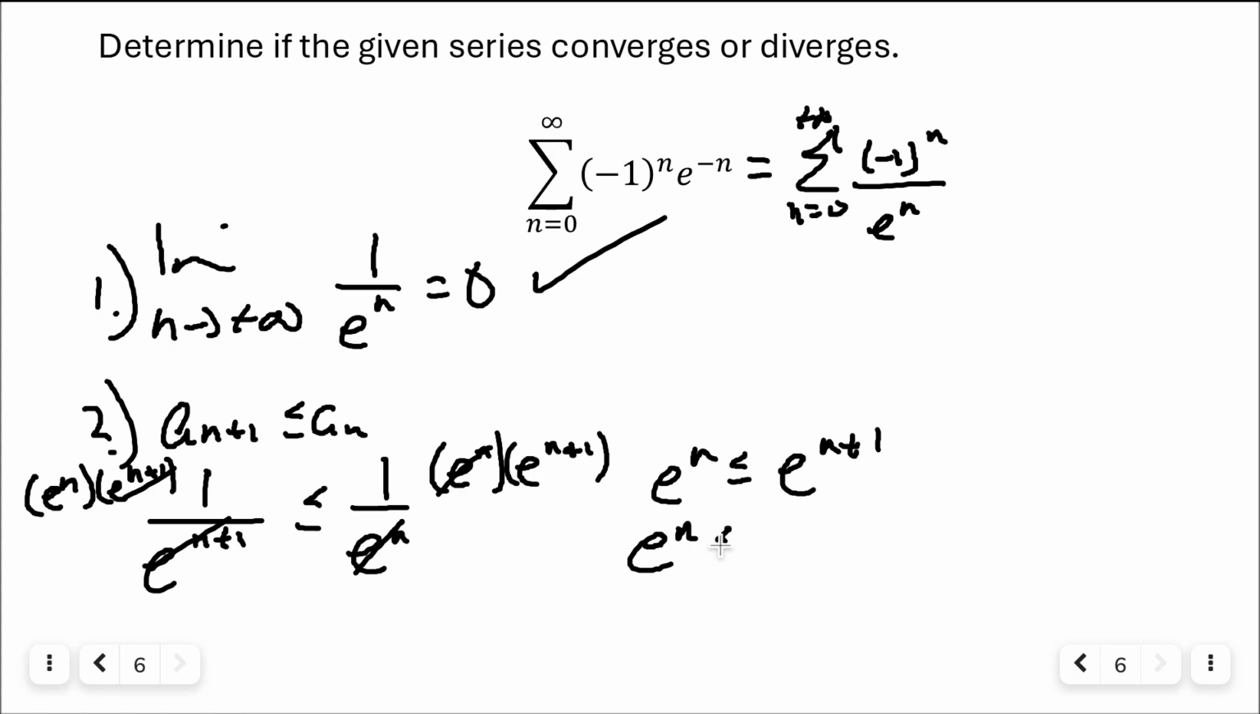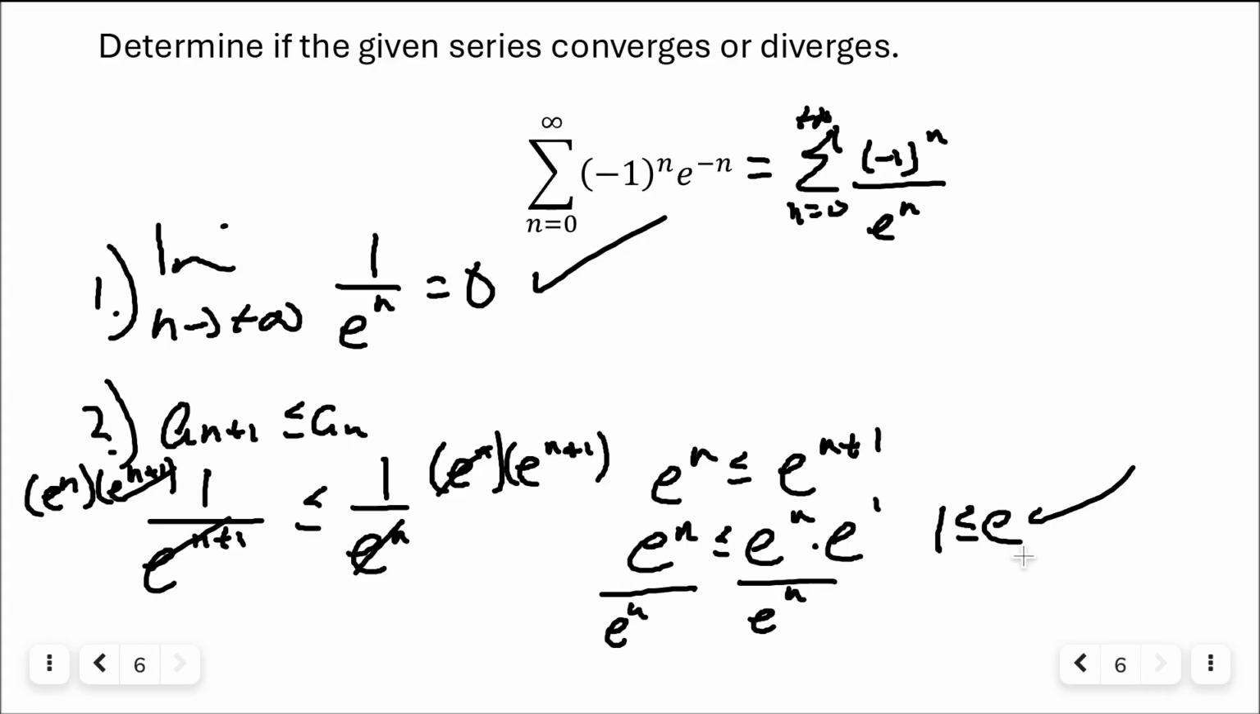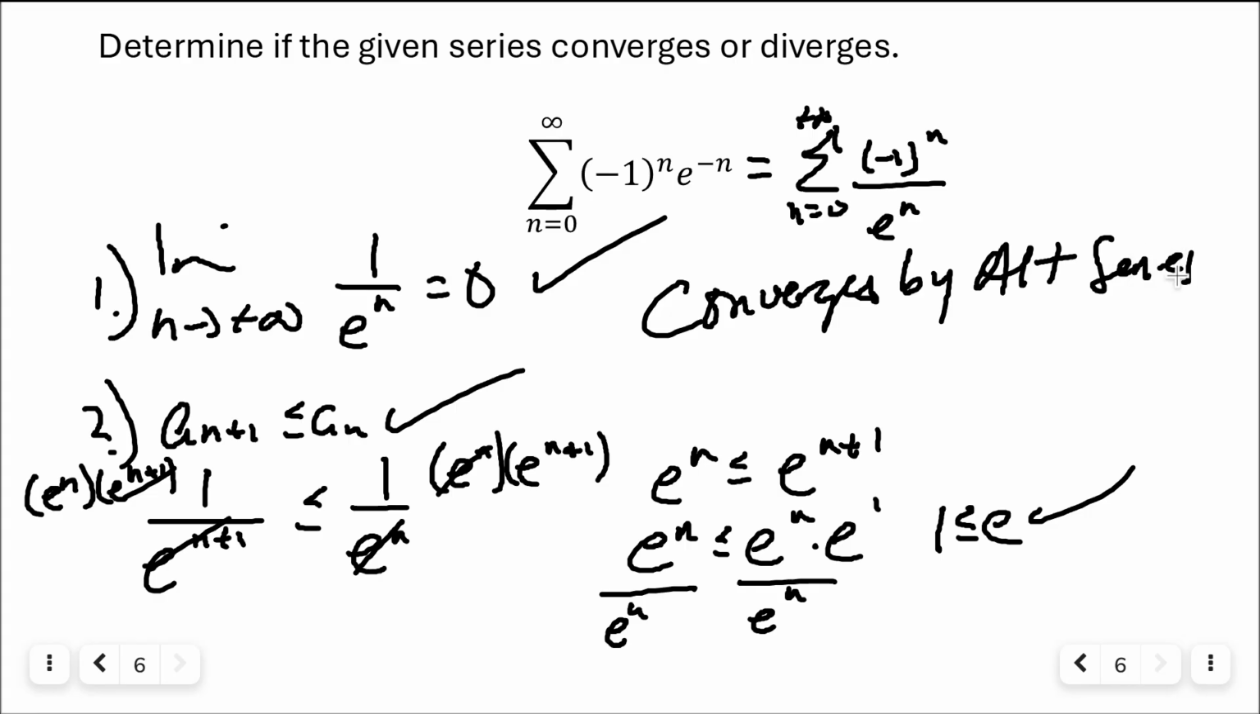The other thing you can do is you could split this apart and divide by e to the n, and that would give you 1 is less than or equal to e. Well, that's certainly true. That's 2.7. That's greater than 1. So this is true. It's non-increasing. So this series converges by the alternating series test.